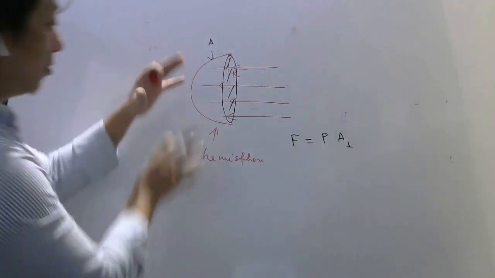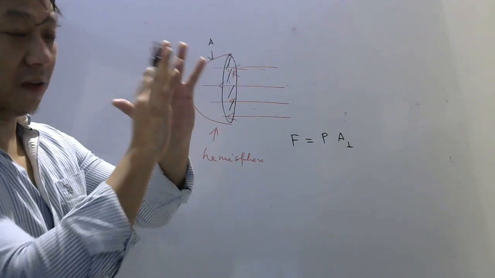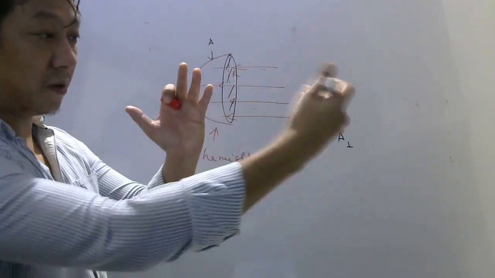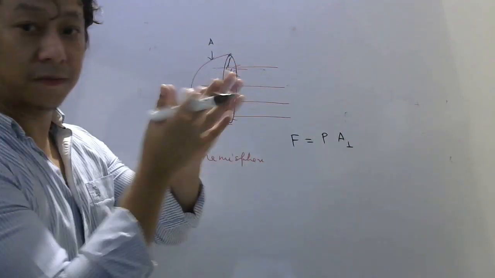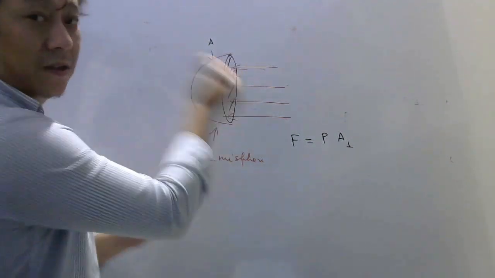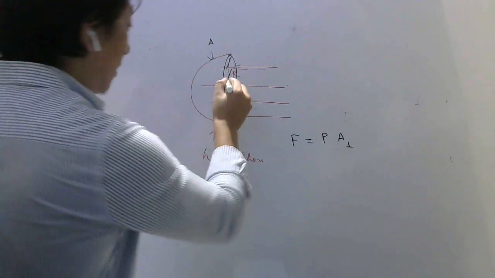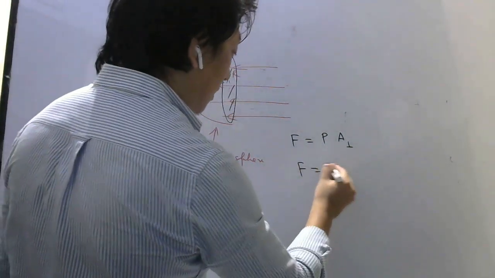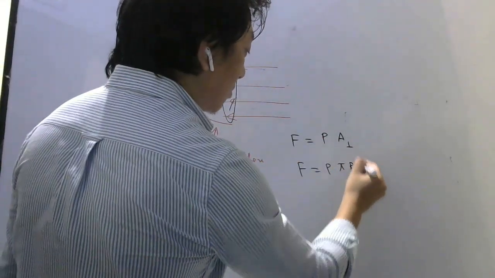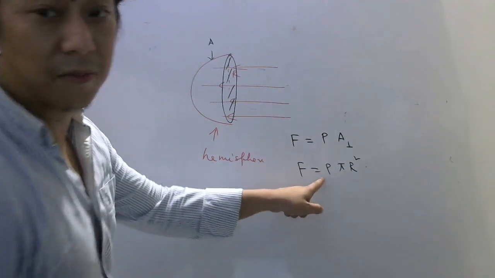You will get this area. Understanding or not? So if you take this curved area of a hemisphere and project it perpendicular to this force, you will get this circular area. I hope you understood, and therefore I can write simply P into pi. This area is circular area, no? So I can write pi r square. So keep this very important in mind, okay?